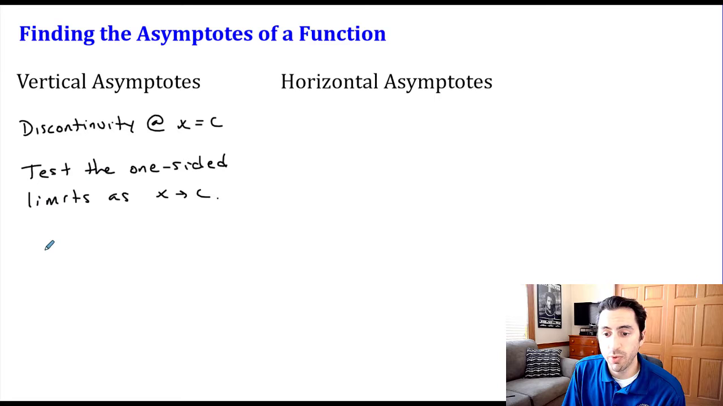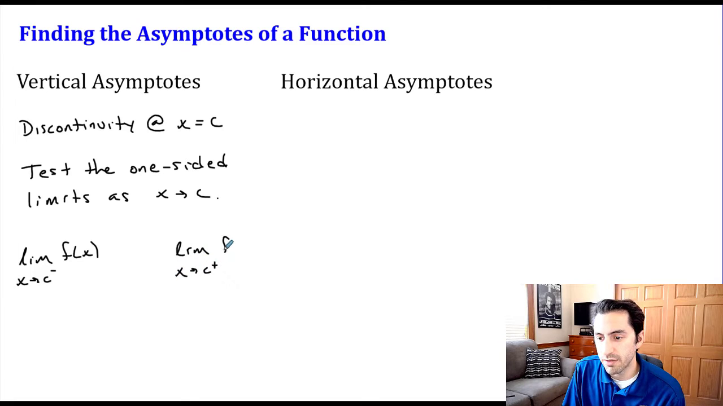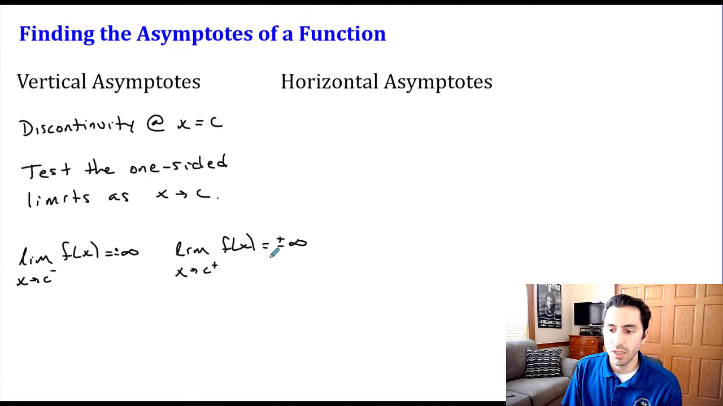So in notation, we want to take a look at the limit as x approaches c from the left of f of x. And we also want to take a look at the limit as x approaches c from the right of our function. And as we test out these limits, what we're looking for to be a vertical asymptote is we want these to be infinite limits. So either approaches infinity or maybe it approaches negative infinity. So I'm going to write plus or minus infinity here. So as we get closer and closer to c, our function values are becoming unbounded.